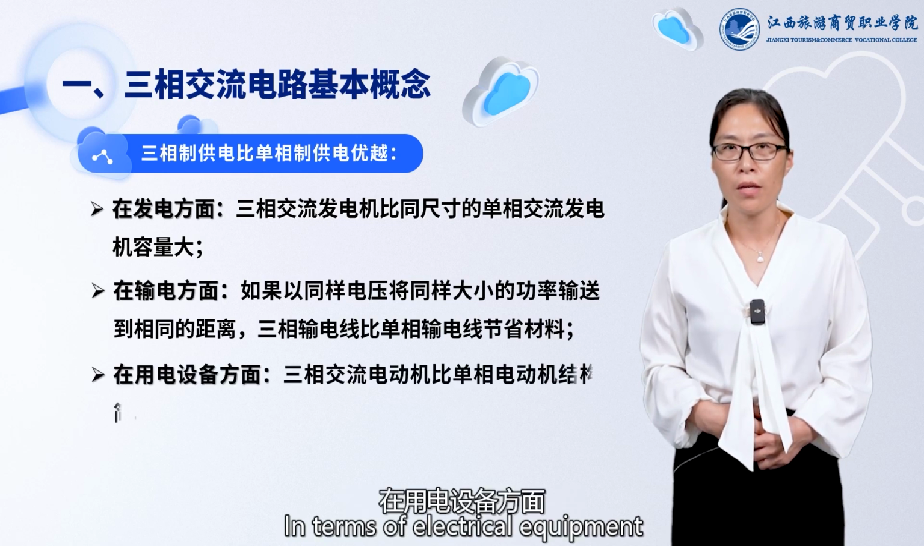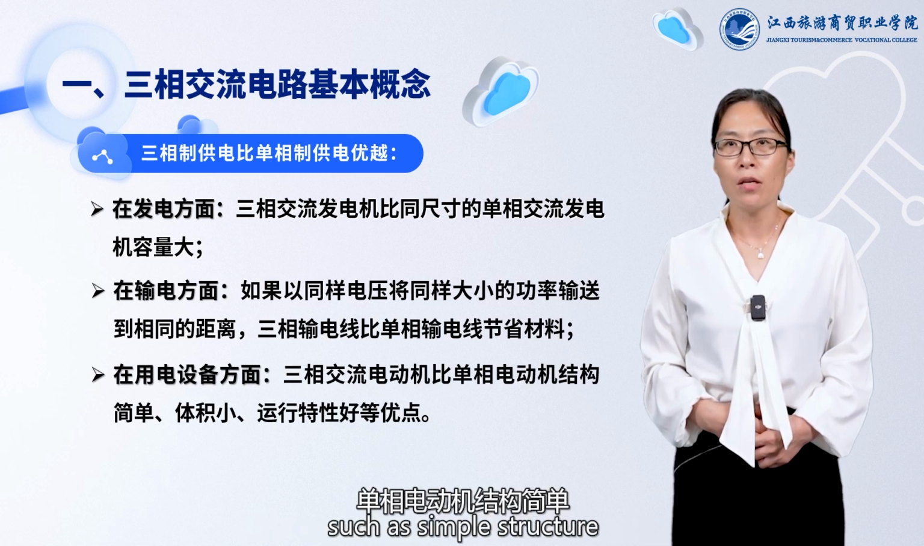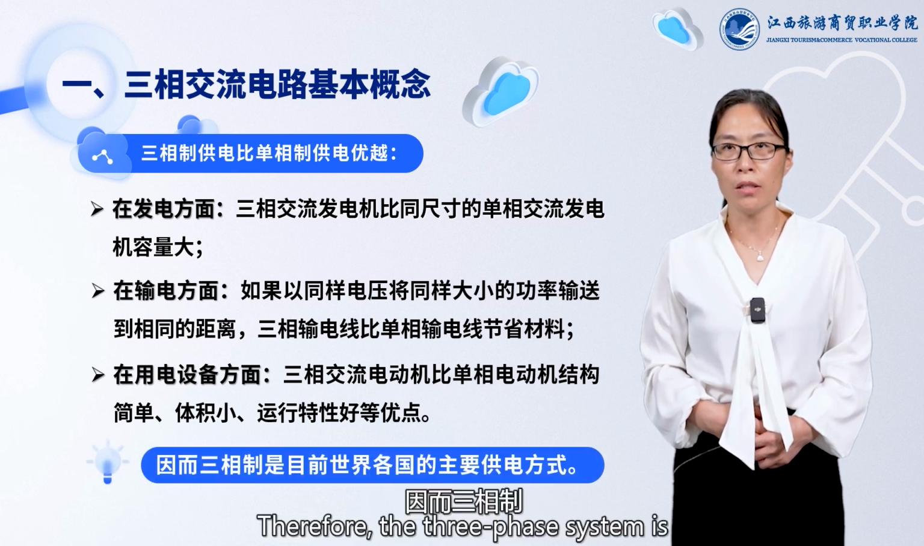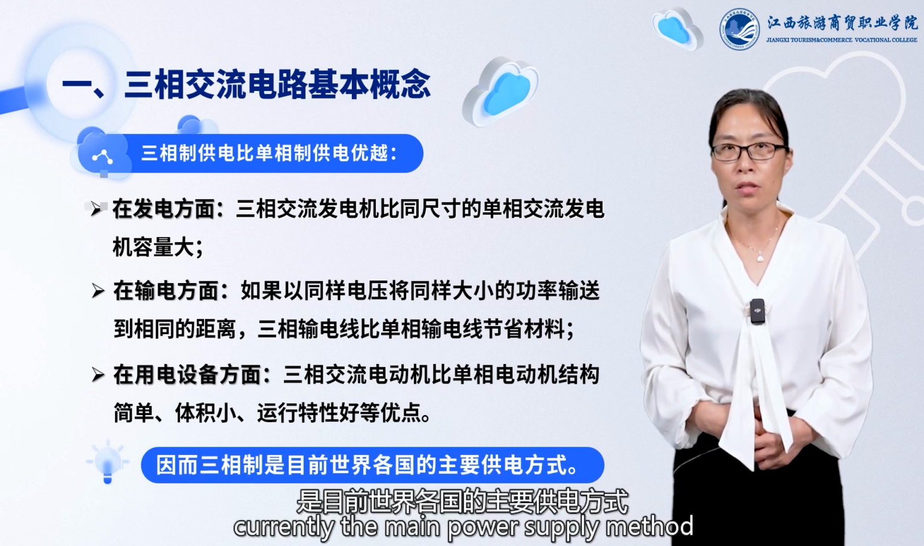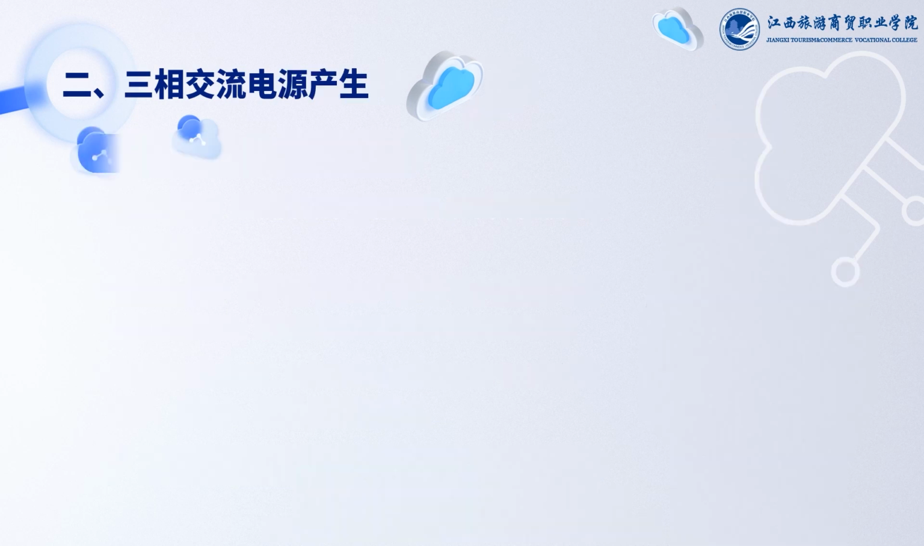In terms of electrical equipment, a three-phase AC motor has advantages such as simple structure, small volume, and good operation characteristics compared to a single-phase motor. Therefore, the three-phase system is currently the main power supply method used in countries around the world.